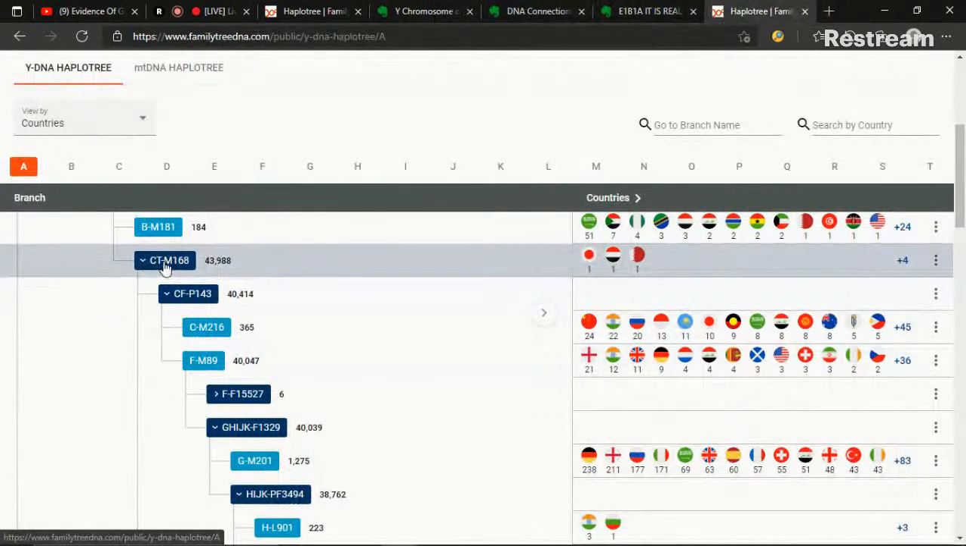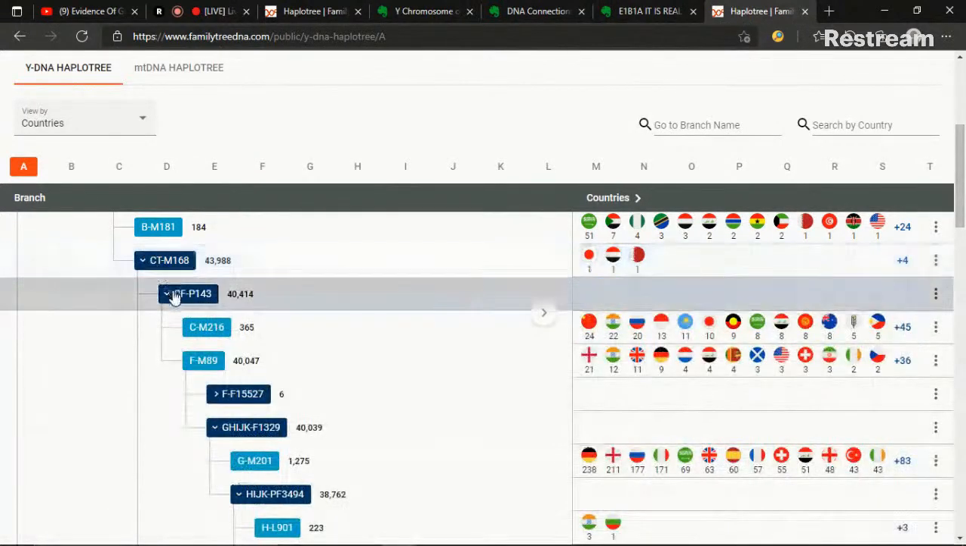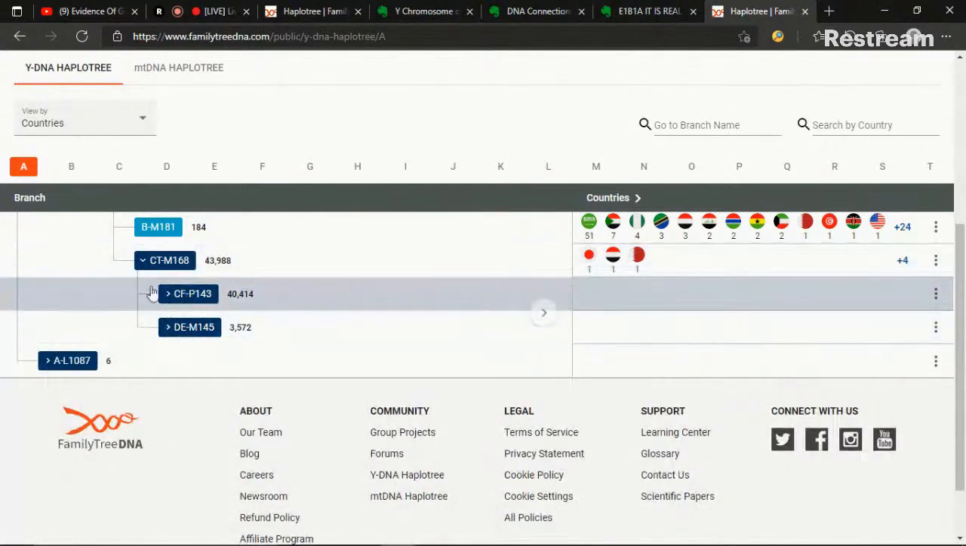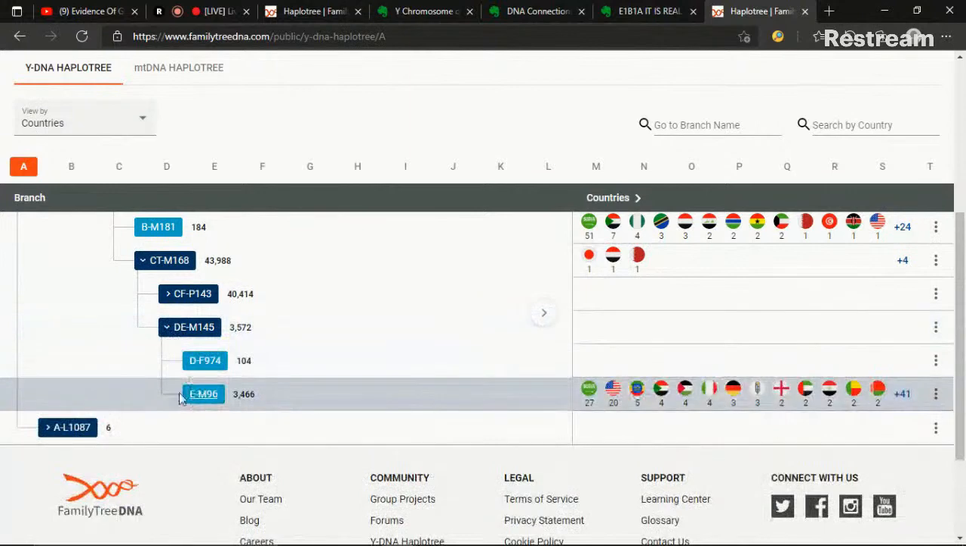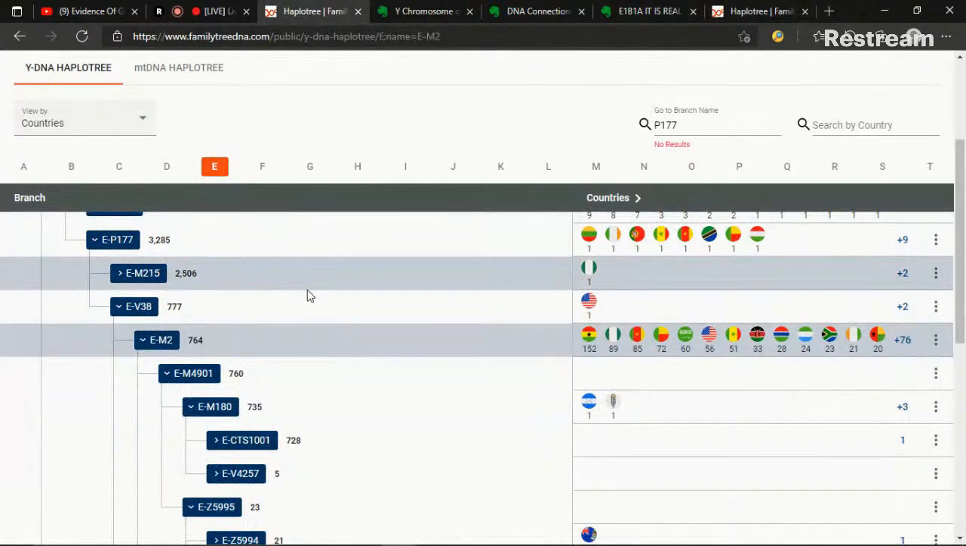You see CT. If you close CT, you're going to have 2 lineages in there. If we open it, we're going to have CFs. From CT, you have CFs and you have DE. DE is going to bring you to your E lineages. That's what we're looking at now. These are your E lineages. Never let anyone tell you they came out of Africa.